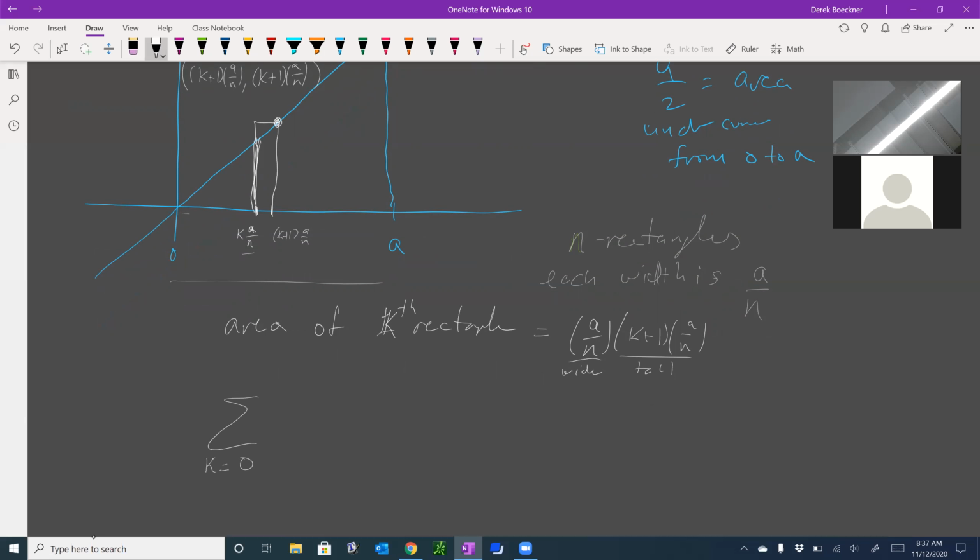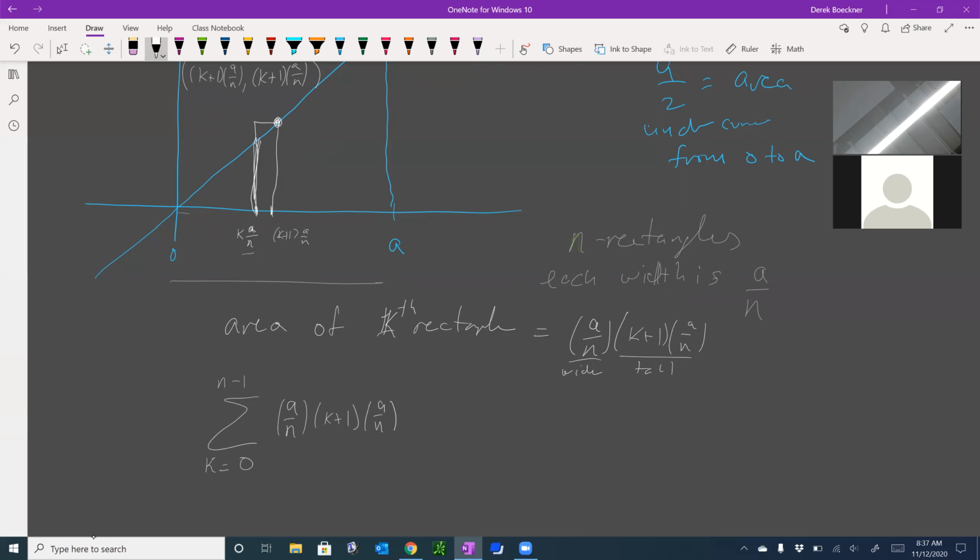I'm going to go up to, what am I going to go up to? I'm going to go up to n minus 1, because there are n rectangles. K equals 0 is the first one, n minus 1 to n is the last one. I have a width of a over n. I have a height of k plus 1 times a over n. And we get this summation.